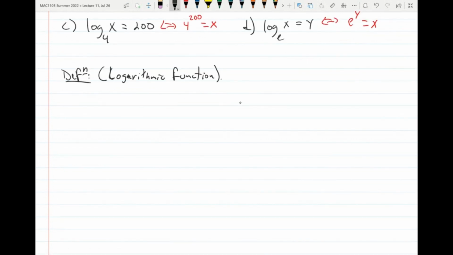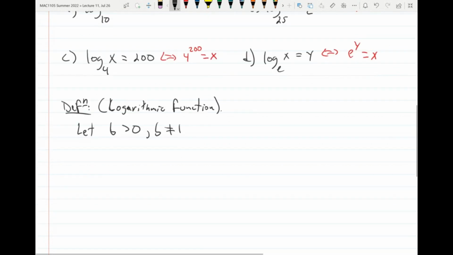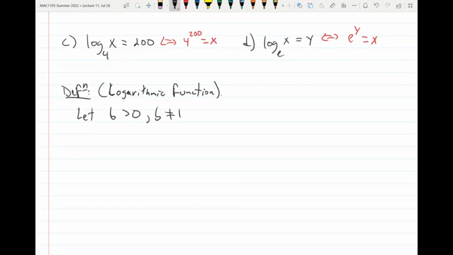All right, so let b be a positive number, different than 1. And okay, I'm gonna say why is it that we're saying this. So let b be positive, different than 1, and x be a positive number.